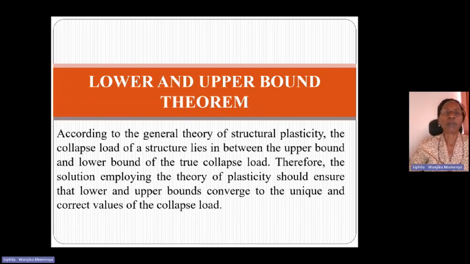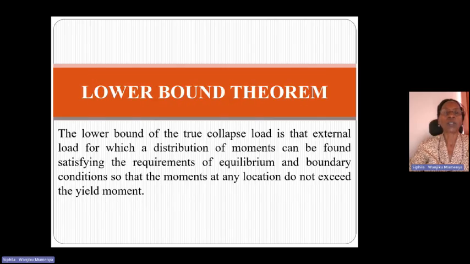Now, there are two theorems. There is the lower and upper bound theorems. According to the general theory of structural plasticity, the collapse load of a structure lies in between the upper bound and lower bound of the true collapse load. Therefore, the solution employing the theory of plasticity should ensure that lower and upper bounds converge to the unique and correct values of the collapse load.